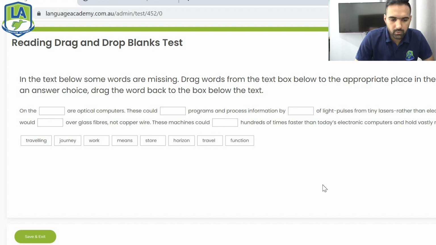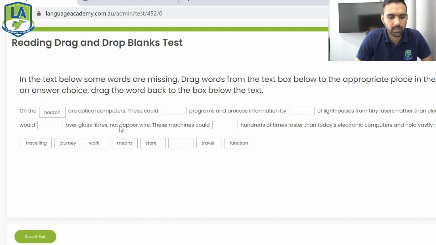Alright, let's have a look at this one as well. On the dash are optical computers. On the traveling, on the journey, computers won't make a journey. On the work, on the means, on the store, on the horizon, on the travel, on the function. Remember this thing? This is a very common phrase in English. On the horizon means something which is approaching very fast. So on the horizon will be the right answer here.